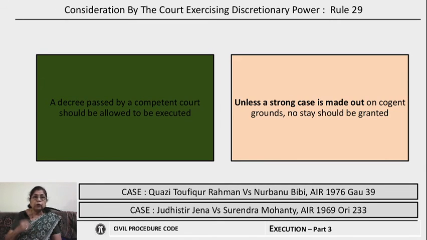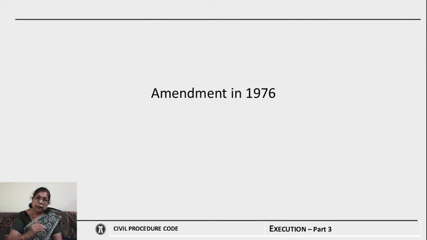The court should look into the matter that a decree which is passed by a competent court should be allowed to be executed. Unless there is a strong case which is made out, there should be a substantial claim against that person which may be able to stay the execution of the decree. Unless that is there, the discretionary power should not be exercised by the court which is executing the decree. So, Rule 29 speaks about the power of the court to exercise its discretionary power and stay the execution pending another suit.